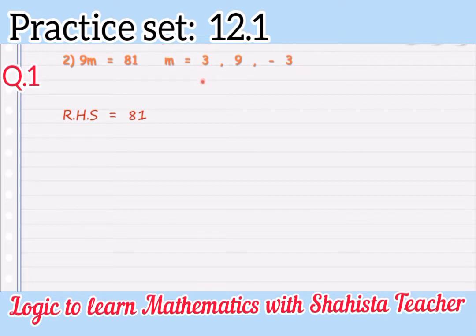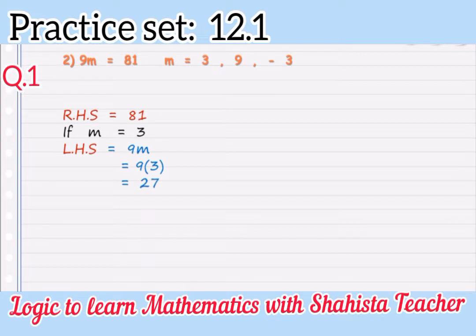Let's check whether it is equal or not equal. Here, if m is equal to 3, LHS is 9m. In the place of m we will put 3. The relation is multiplication, so 9 bracket 3. 9 3s are 27.